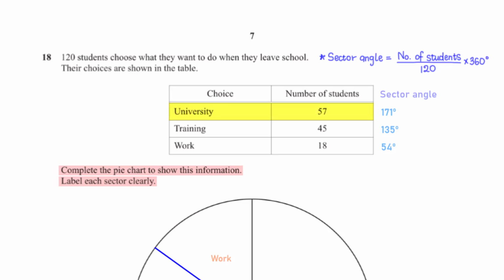For the university students, we have 57 over 120 times 360 degrees, which is equal to 171 degrees. For the training category, we have 45 over 120 times 360 degrees, which is equal to 135 degrees. For the work category, we have 18 over 120 times 360 degrees, which is equal to 54 degrees.